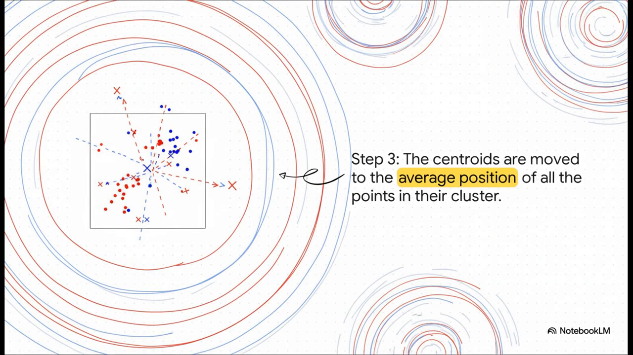But this is where the magic happens. The algorithm now finds the dead center of all the newly colored red dots and moves the red x there. Then it does the exact same thing for all the blue dots. See that? The centroids are already starting to shift towards the real center of those groups.